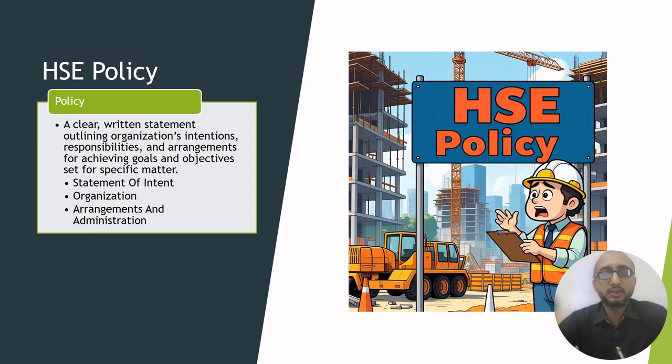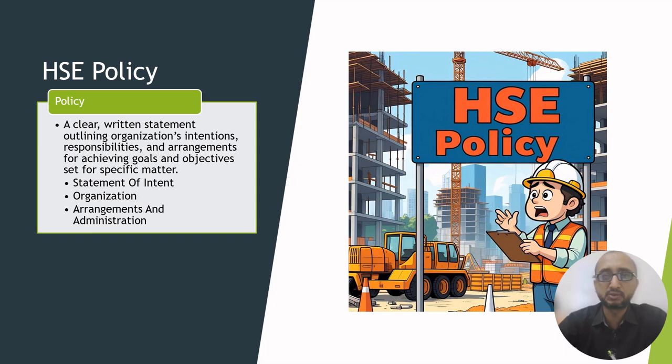So what is the third section? The third section is basically the arrangements and the administration. In the arrangements, now we have to tell them, okay, we told you what our thinking is about this. Then we told them what the responsibilities are. Now how will we achieve them? What will be the arrangements that we will make to make sure that we complete or fulfill those responsibilities? So this is called arrangement.